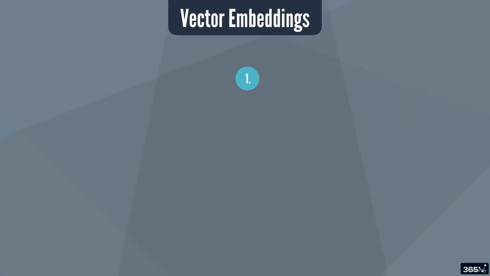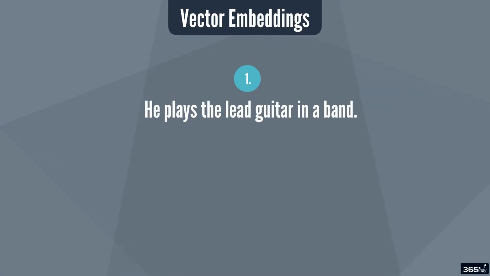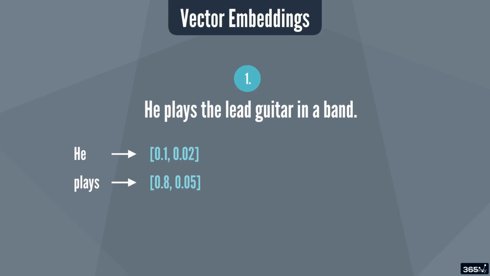Let's start with the first sentence. He plays the lead guitar in a band. For this musical context, let's assign vectors with relatively higher scores in the first dimension and lower scores in the second. Now, he is a pronoun irrelevant to either domain, which results in low scores for both dimensions. The second word, plays, is strongly associated with action, especially in a musical context, and is therefore high in the first dimension. As an article, the has low relevance to specific contexts. That's why it gets low scores.